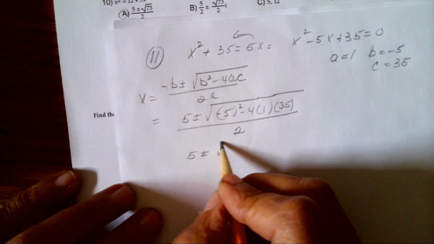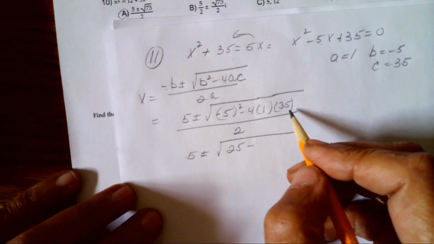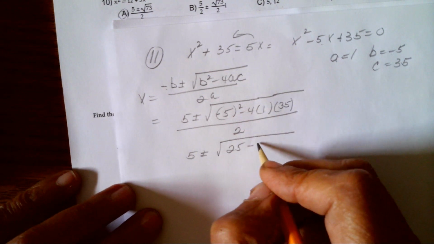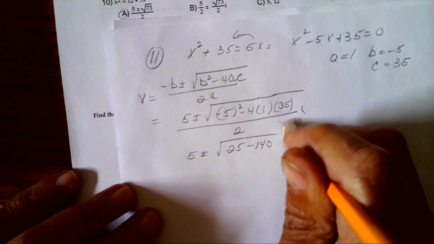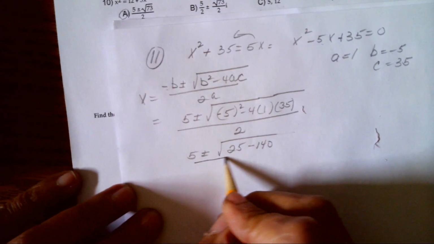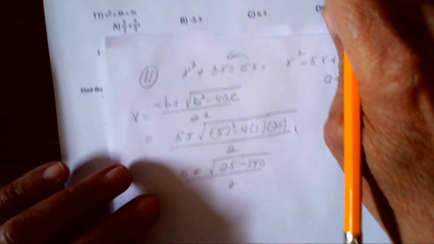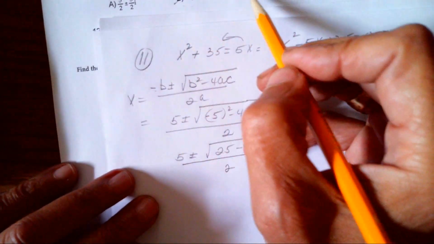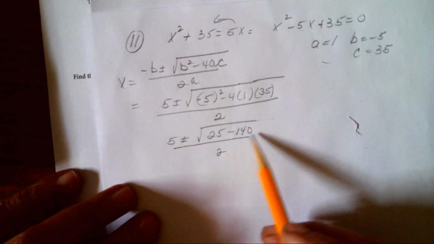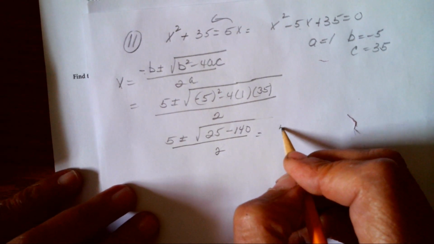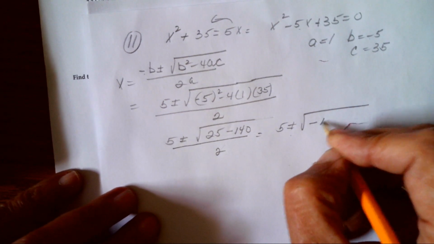5 plus or minus the square root of 25. We got one minus sign. 4 times 1 is 4. 4 times 35 is 140. All of this divided by 2. So it looks like I'm going to get a negative radicand, which means I'm going to get something involving i. So I know it's not going to be these two, because I've got something here that's going to give me a negative when I subtract these two. So this is 5 plus or minus the difference between 140 and 25, which is a negative 115.